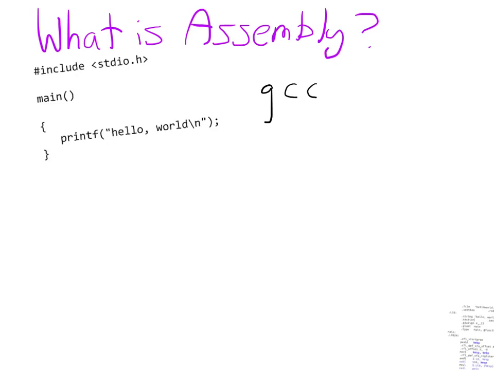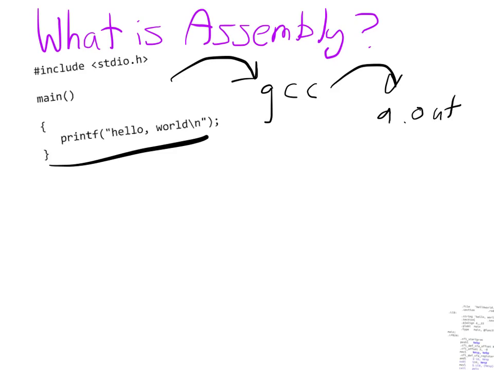We use this on a Linux machine, and we can give it our C file here, and GCC works some magic, and it spits out a file typically named a.out if we don't specify otherwise. This is our executable program, and this is what actually runs on the computer. However, GCC is actually hiding something from us.